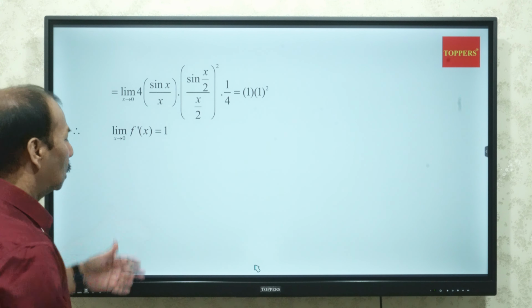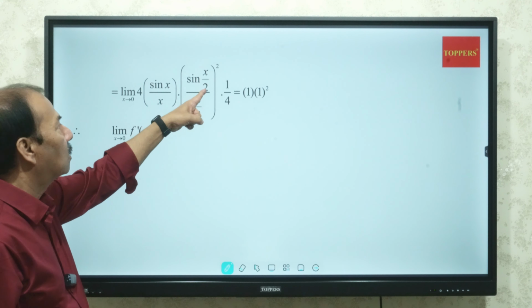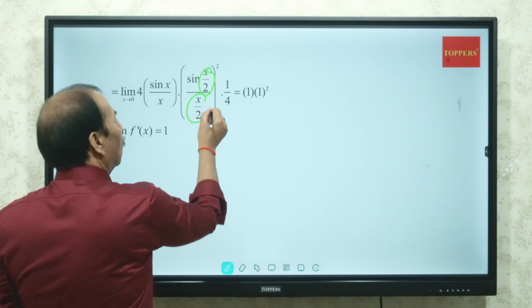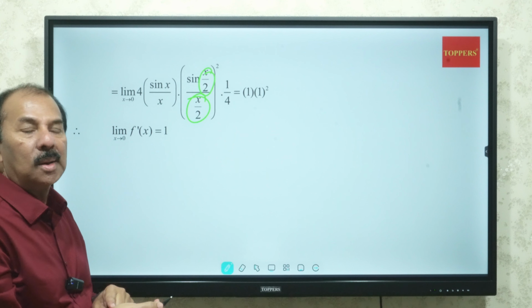So here you can see sin x upon x, sin x by 2 whole square. Here it is x by 2, so we need x by 2. Okay, so we have put it here. Accordingly, there it was how much?